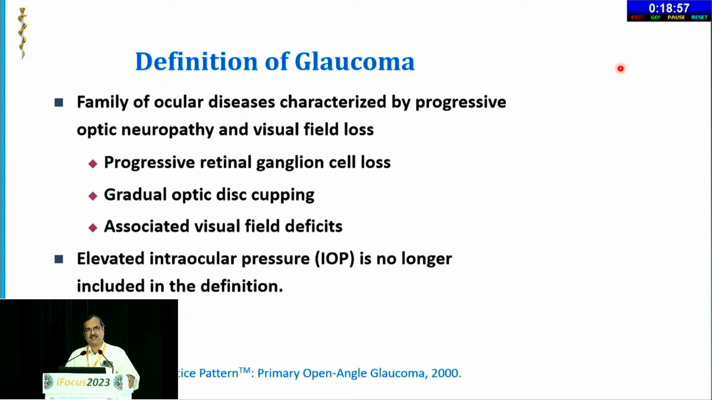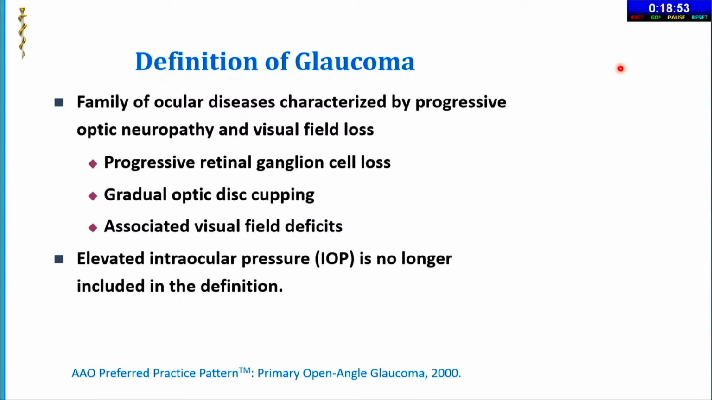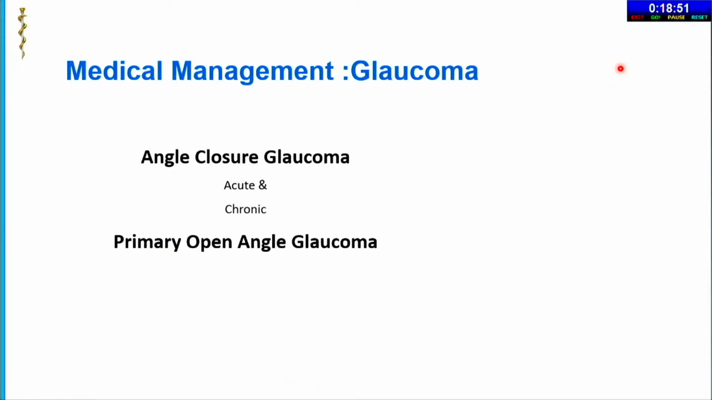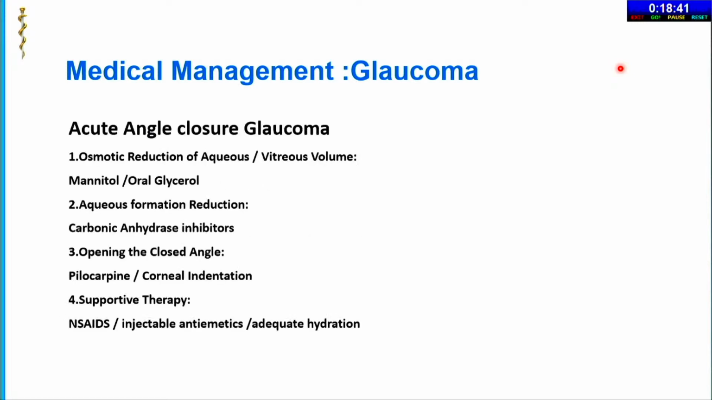And mind you, elevated intraocular pressure is no longer included in the definition, though that might be the only modifiable risk factor as far as the prognosis is concerned. So, in glaucoma, we know that there are two types: angle closure glaucoma, acute and chronic, and then comes the primary open-angle glaucoma.